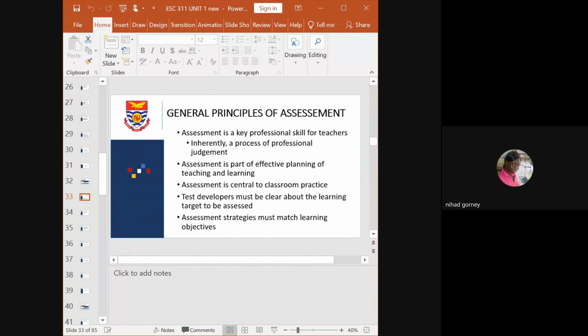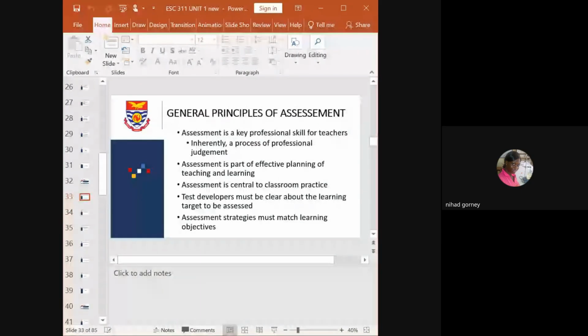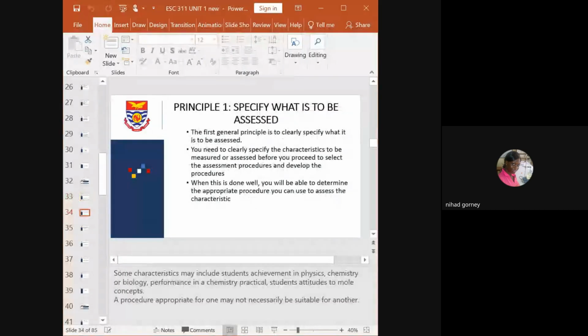And so test developers must be clear about the learning target that we want to assess. And then we must be able to match the strategies we are using to assess students with the objectives and see whether they can actually help us to assess such behaviors. Assessment should be in line with the objectives that we aim to assess.